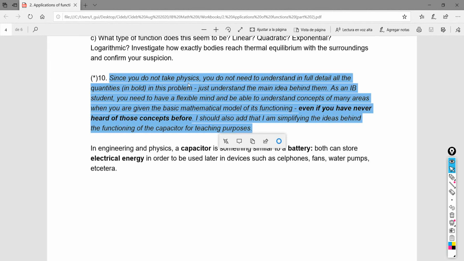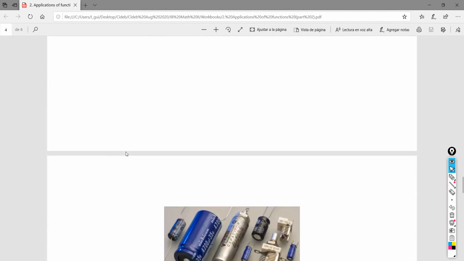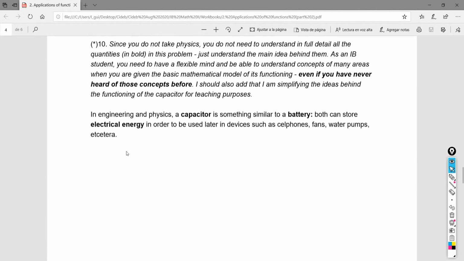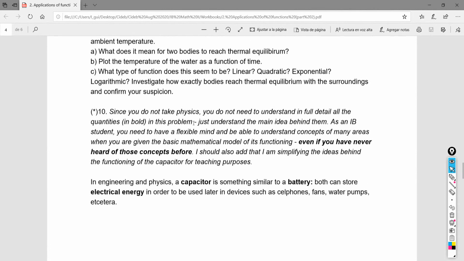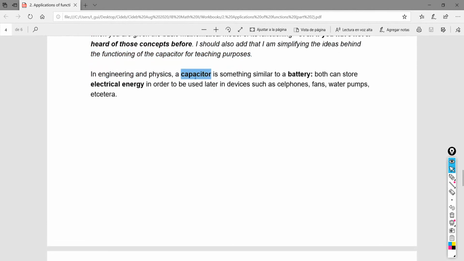Or almost no physics. So when I leave a problem like this that involves physics concepts, or any other concepts from engineering or economics, etc., what you have to understand is that you do not need to understand in full detail all the quantities in the problem. For example, in this problem, I'm talking about capacitors. You don't know what that is. You don't really know what a battery is. I mean, you know the name of such an object, but you don't really know how it works.